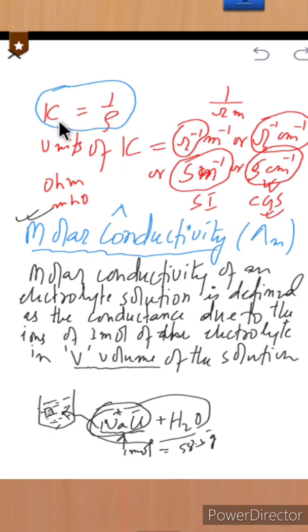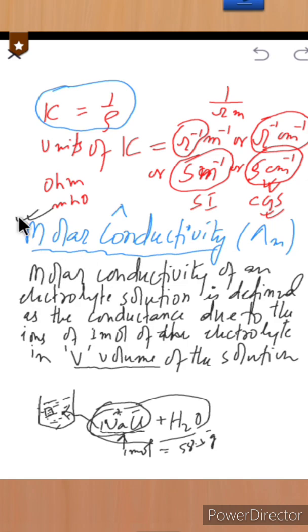This is the conductivity, which is the reciprocal of resistivity. So the units of conductivity will be, the unit of resistivity was ohm meter, so the unit of conductivity will be per ohm per meter or per ohm per centimeter. Per ohm is also called Siemens or mho, so this will be Siemens per meter or Siemens per centimeter. Siemens per meter is in SI units, and Siemens per centimeter is in CGS units.